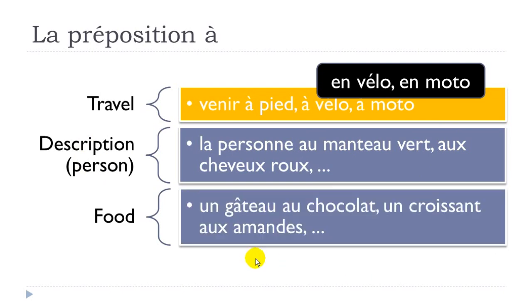So it's also quite commonly used if you want to talk about food. For instance, un gâteau au chocolat. All right. So un gâteau au chocolat, same thing here. À le, un gâteau au chocolat. Or then un croissant aux amandes. Un croissant aux amandes. So gâteau, cake, chocolat, chocolate. Croissant, it's this classical French pastry. And then amande, almonds.